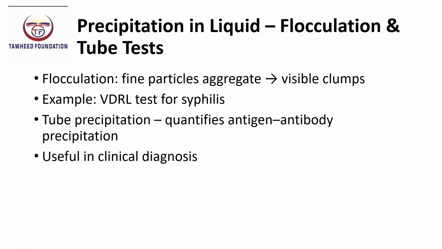In the tube precipitation test, both antigen and antibody are mixed in varying concentrations in test tubes, and the resulting precipitate is allowed to settle at the bottom. The intensity or amount of precipitate can be measured to quantify antigen-antibody concentration. Both these liquid phase precipitation methods are widely used in clinical diagnosis and serological standardization.